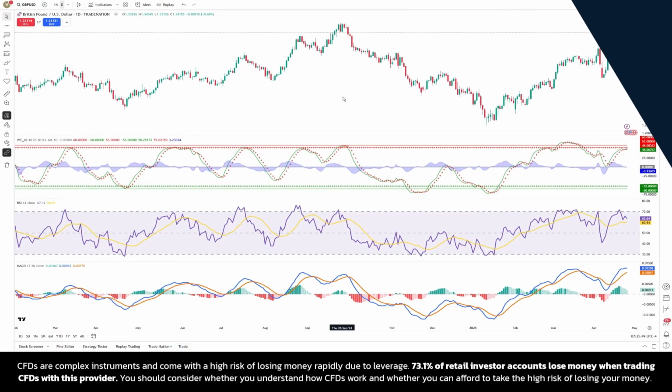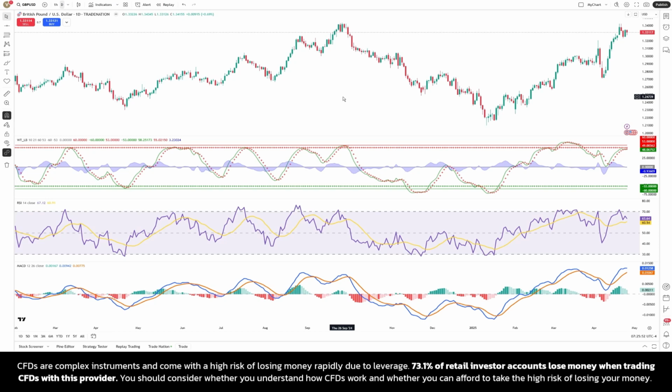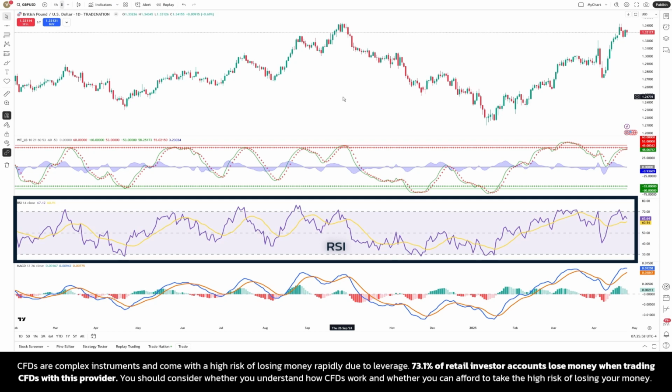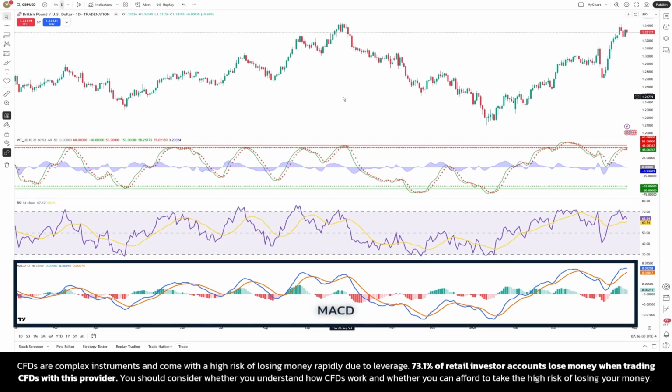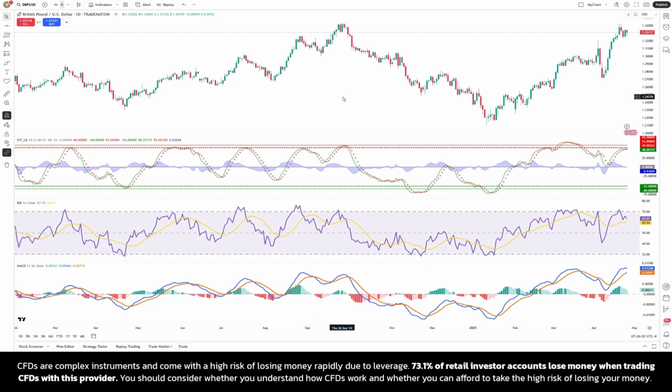exits. To further improve signal accuracy, traders frequently combine the WaveTrend Oscillator with complementary indicators such as the RSI, MACD, or Bollinger Bands. This approach helps validate signals and significantly reduces false entries, particularly in volatile or uncertain market conditions.